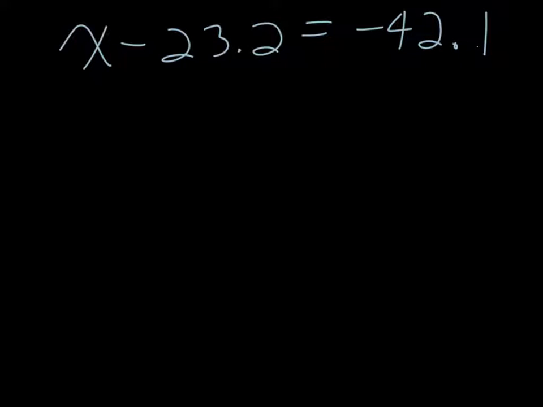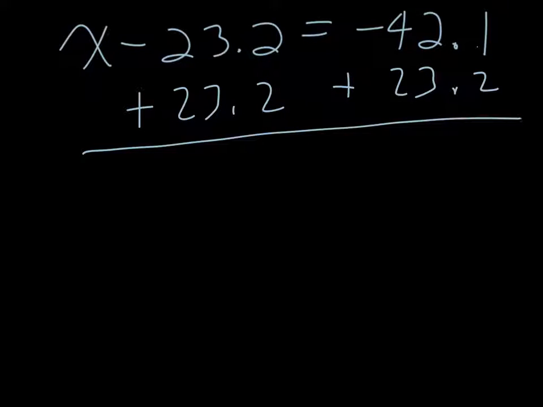So here we have x minus 23.2 equals negative 42.1. And again, the opposite operation of subtraction is addition. So we're going to add 23.2 to both sides. There we go. So x is going to equal whatever these two added together are. Now again, we said before you actually do the math, stop and think about the sign.